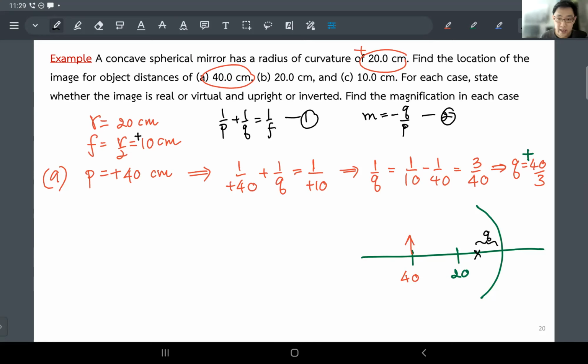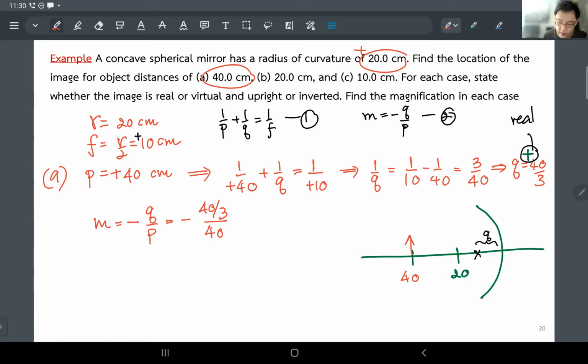Now you know where your image is. Now let's figure out what type of image it's going to be. But John, it's positive. So this must be real. With me, guys? So far, so good? Now, once you know the type of the image, let's take a look at the magnification and the orientation. Now let's try the second equation, M equals negative Q over P. Plug in everything that you have already calculated. Q is 40 over 3. P is 40.